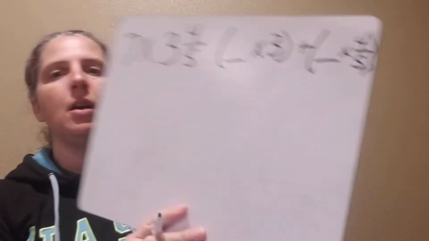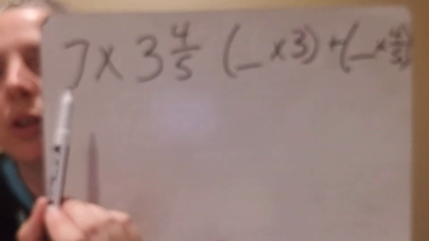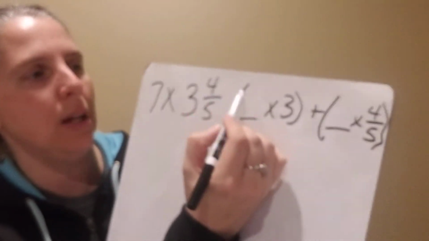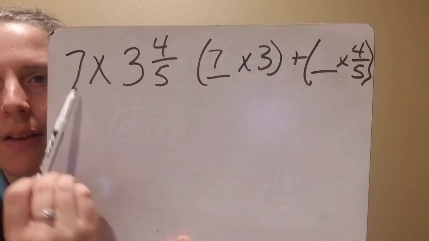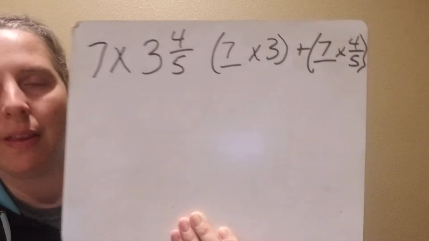So they give you it broken up. They say it's something times 3 plus something times 4/5. Okay, so we have 7 times 3 and 4/5. So what we're going to do is multiply the whole number, 7 times 3, and then we're going to multiply 7 times 4/5. So write that in there.